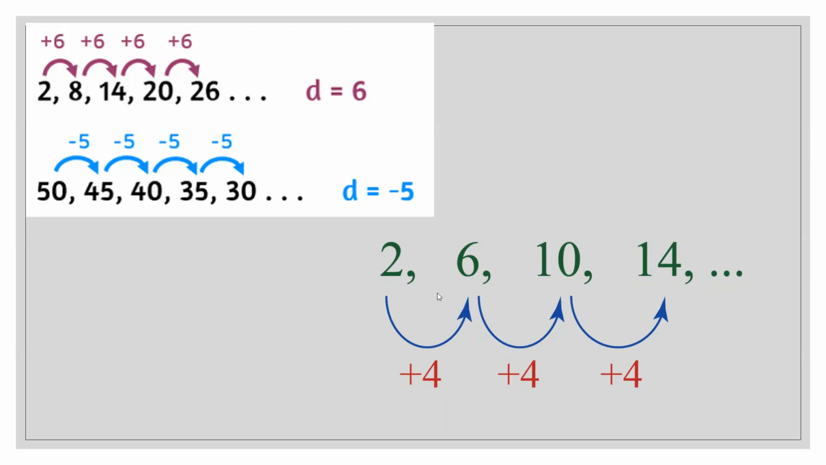And it goes the same way with 2, 6, 10, 14. Para maging 2 ay maging 6, plus 4 tayo. So that's plus positive 4. 6 plus positive 4 is 10. And 10 plus positive 4 is 14. Okay.